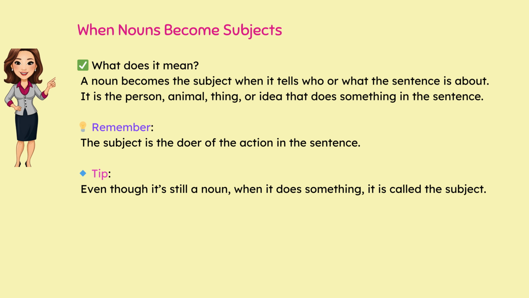When nouns become subjects, what does that really mean? A noun becomes the subject when it tells who or what the sentence is about. It is the person, animal, thing, or idea that does something in the sentence. For example, in the sentence Emma plays the piano, Emma is the one doing the action, so Emma is the subject. Just remember, the subject is the doer of the action. And here's a tip. Even though it's still a noun, when it performs the action, we call it the subject in grammar.